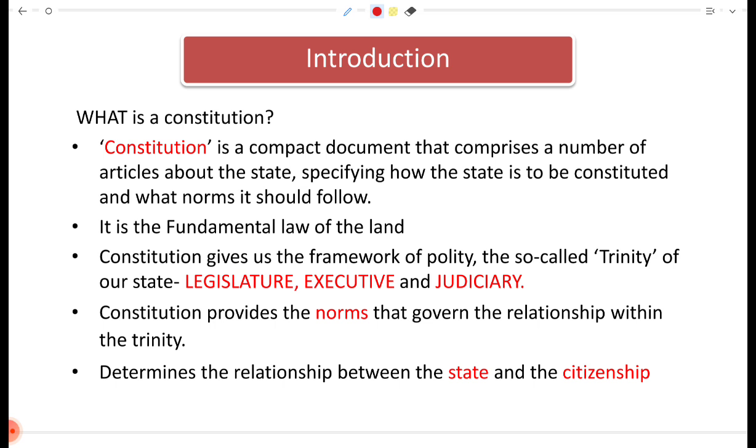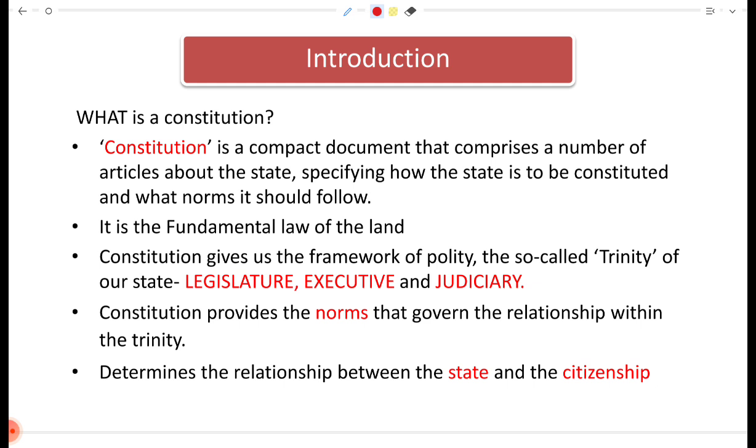A constitution is like the rule book or the instruction manual of a country. Just like every game has rules, so that everyone knows what they can do and cannot do, a country also needs rules to function smoothly. These rules are written together in one document, and the document is called the constitution.